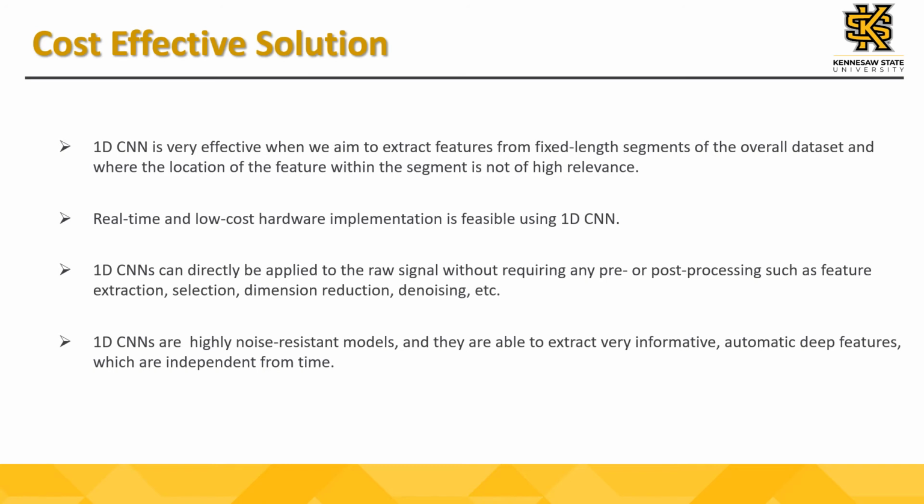There are numerous advantages of using one-dimensional CNN on raw signals since it does not require any pre or post processing, for example, feature extraction, selection, dimensional reduction, and denoising. Moreover, they are highly noise-resistant models and they are able to extract very informative and automatic features which are time independent.